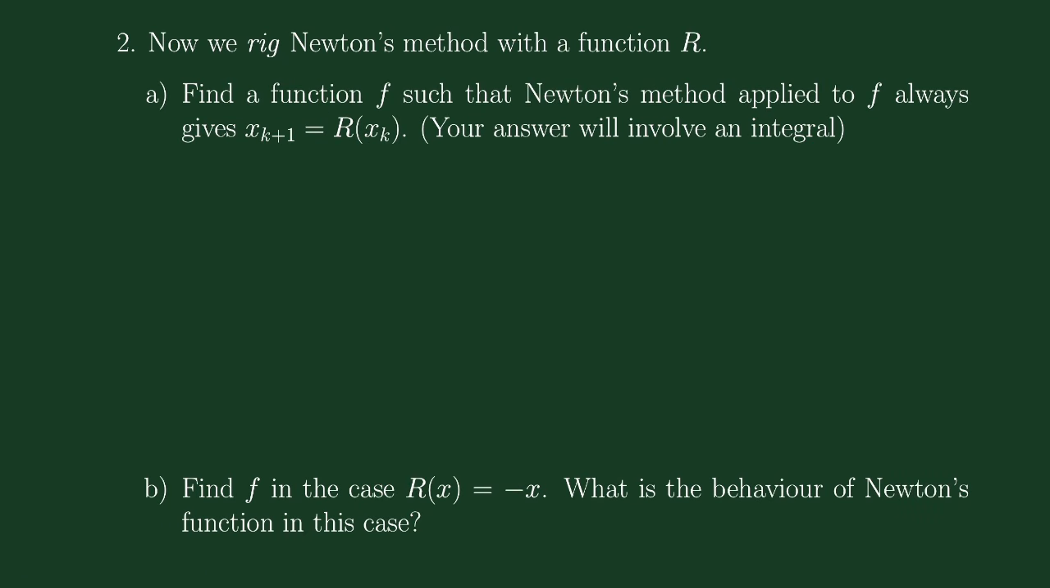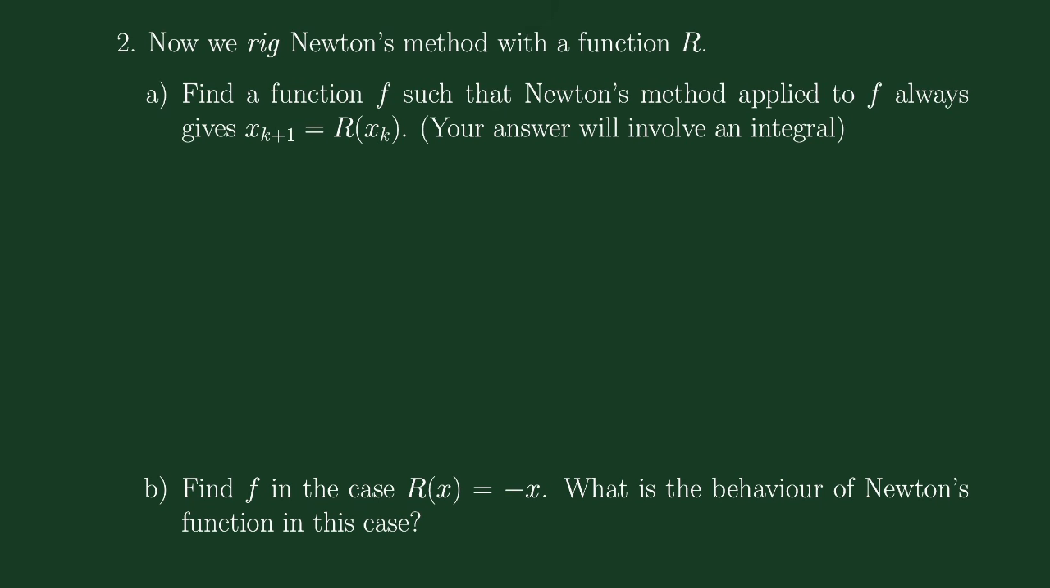To do this, we're going to rig Newton's method using another function r. What we want is that every time we update our guess for the root using Newton's method, this update is being decided by the function we already chose. So we start with the function r. We're going to find the function f, whose Newton's method update rule is given by the function r, and then we're going to do this in a special case. Again, feel free to try before I go through the solution.